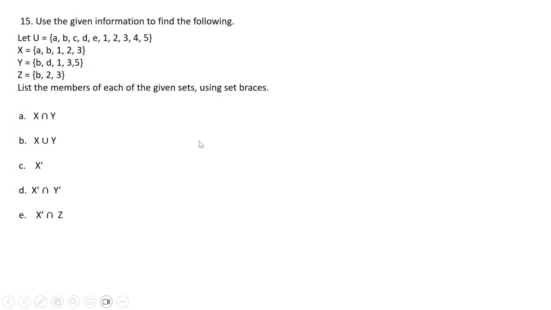Now we're doing sets. I believe this is chapter 8. So use the given information to find the following.